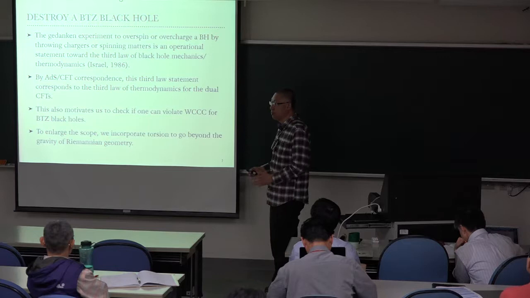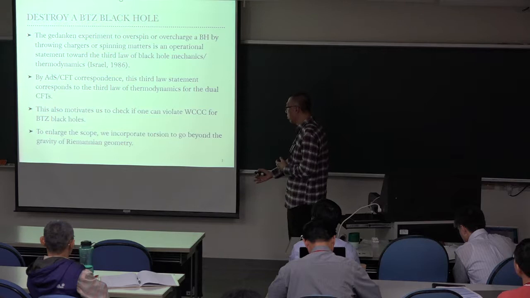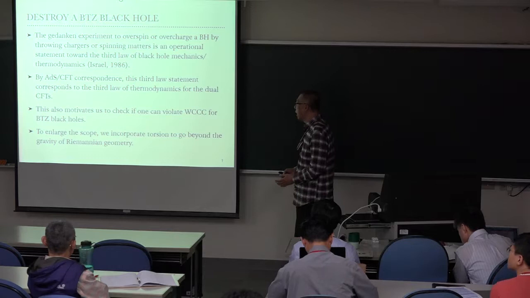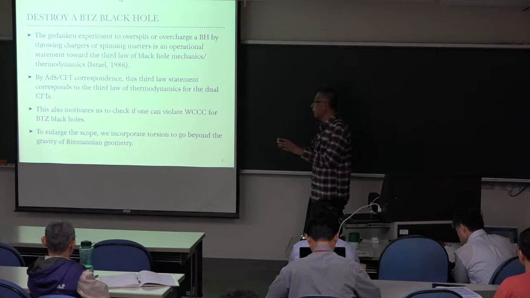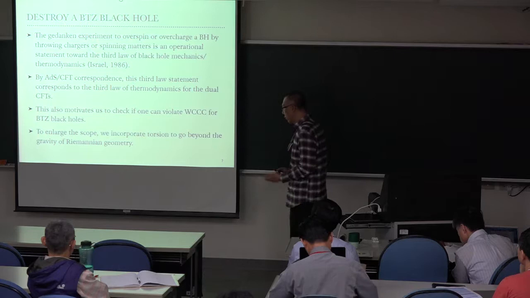So naively, in some way it's a trivial case, but if we can follow the procedure and check that this is true, then through AdS/CFT correspondence, it's implied that the third law of thermodynamics, at least in this case, is true in the dual CFT. And this is an operational check of the third law, because in the gravity picture we are throwing in matter, and this matter cools down the black hole temperature. In some sense, we are throwing the matter and trying to cool down the system on the CFT side. So it's the operational proof. Okay, so this is why we try to consider this case.